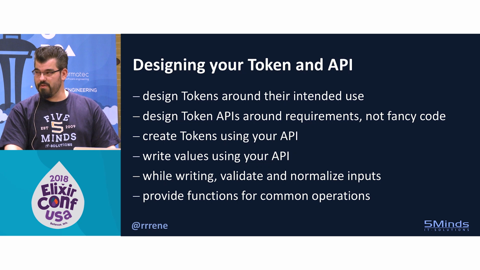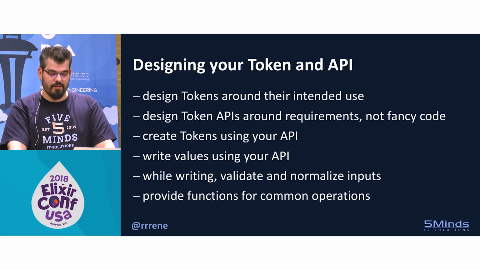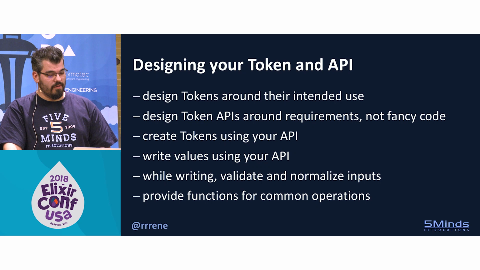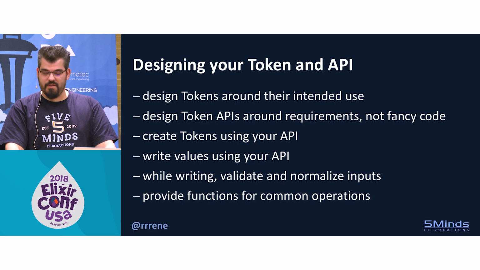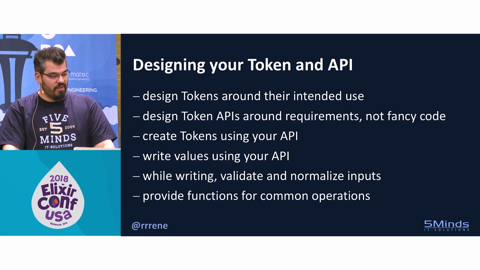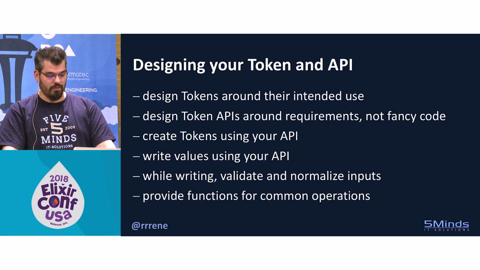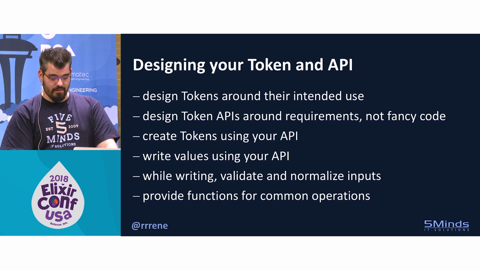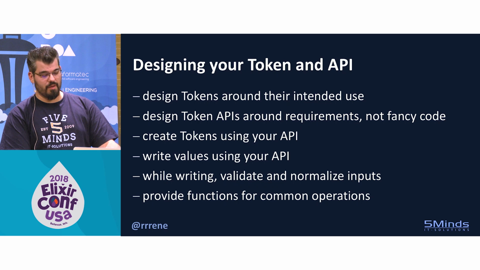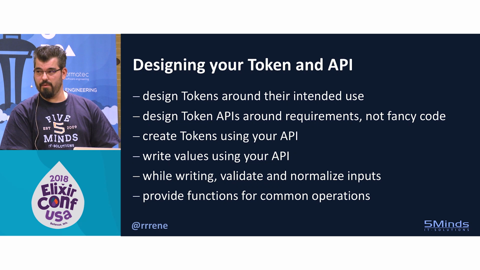So, what are the tips for designing your token and token API? Well, you should always design your token around its intended use. And you should design your token APIs around real requirements and not around how fancy the code might look. Use your token API for creating the token, so it's in a valid state, and use your token API for writing values to a token so it stays in a consistent state, because you're able to validate and normalize upon writing. And you should provide these convenience functions for common operations, because if at any point you need to restructure these operations, you want to do that in your API, and you don't want to ask your users to update their application code.